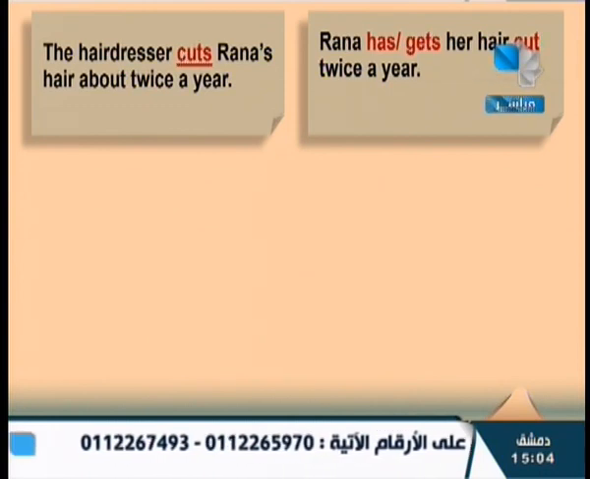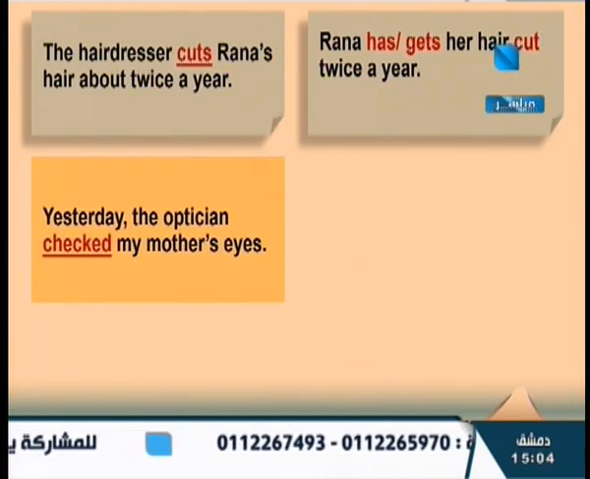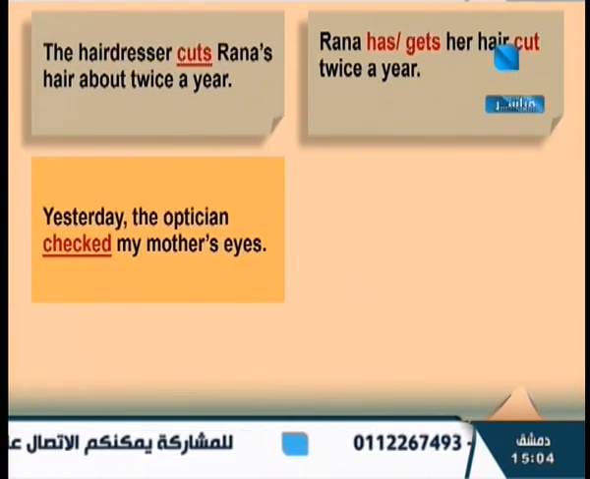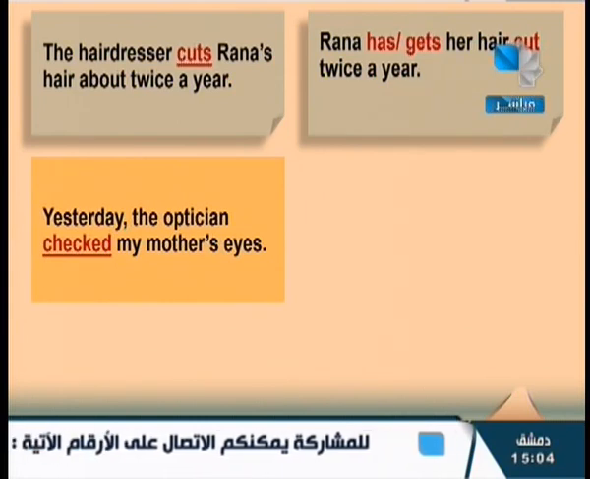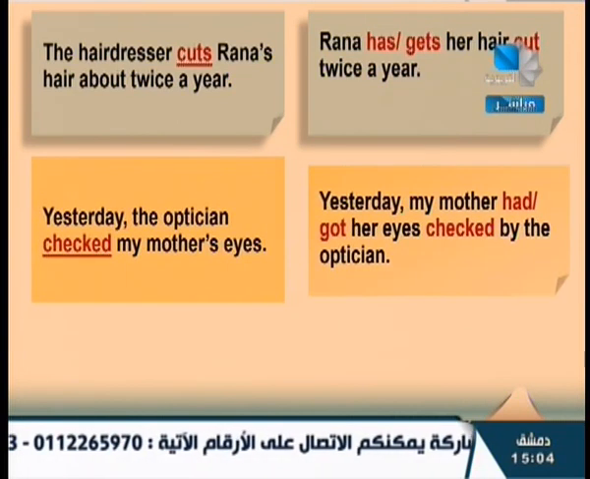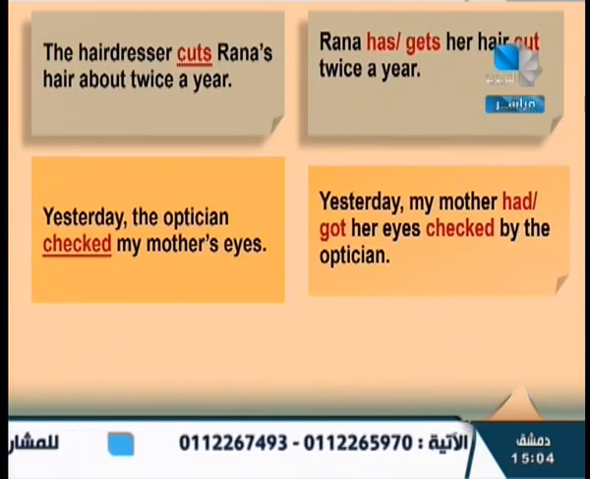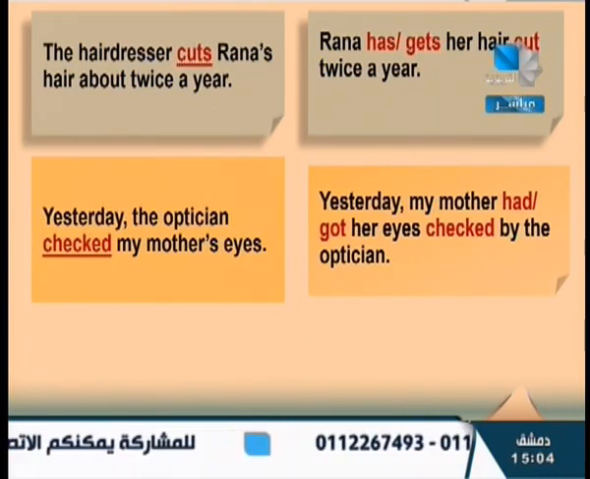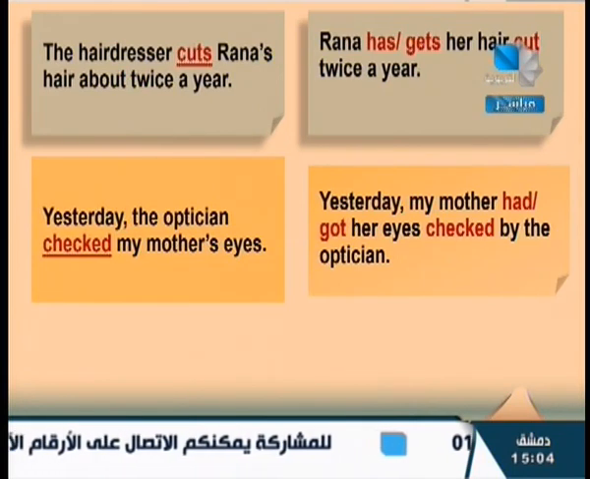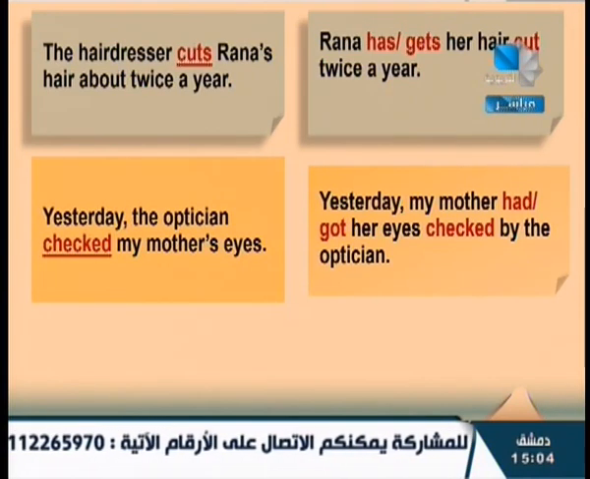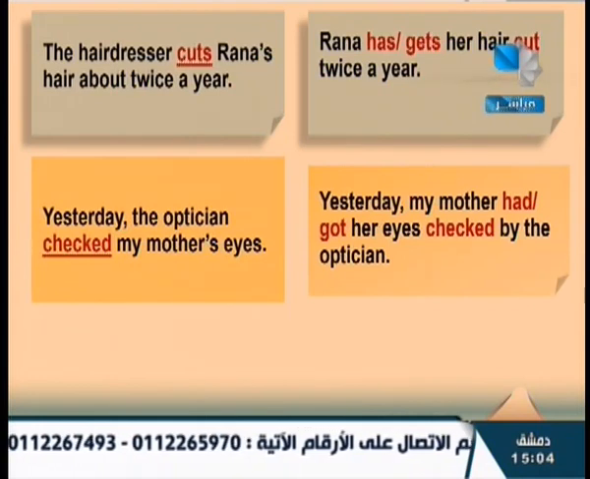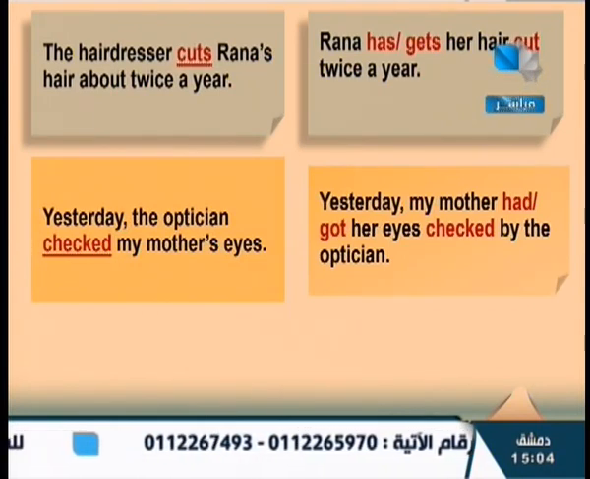The second one, yesterday the optician checked my mother's eyes. Here it's in the past simple. If we want to make it a causative sentence, we put the subject first, my mother. After that, we put the causative verb in the past simple, had or got. After that, the object, her eyes, then the past participle of the main verb, checked, by the optician.